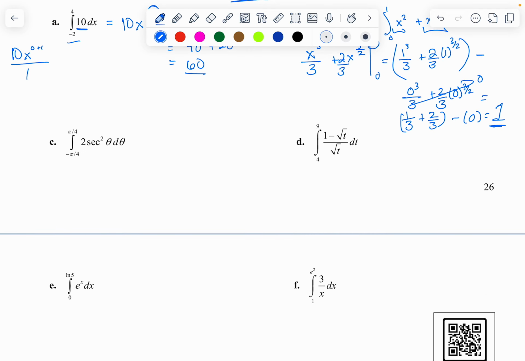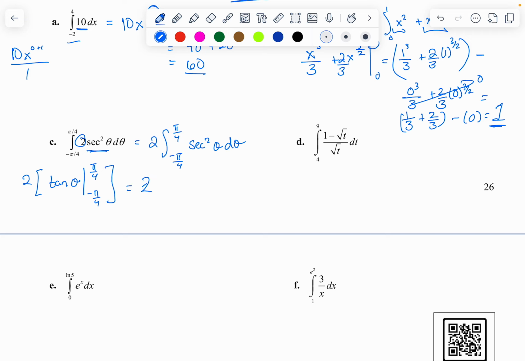All right, part C. So here is an example of the trig function that you will have to memorize. I'm going to take this 2 out and bring it along for the ride as we integrate. Now the integral of secant squared is going to be tangent of theta. So that 2 is going to come along for the ride. And we're going to integrate that from -pi/4 to pi/4.